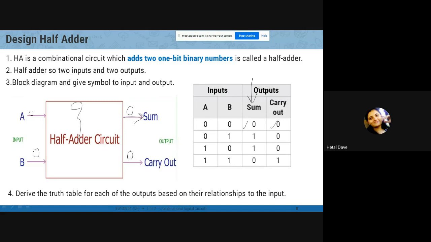Let's say some other user comes and enters 0, 1. A is 0, B is 1, so this circuit will produce the right output. Which kind of output should be generated? Sum should be 1, carry out 0. Likewise 1, 0, and 1, 1: sum 0, carry out 1. So using this explanation, we have defined the table here.